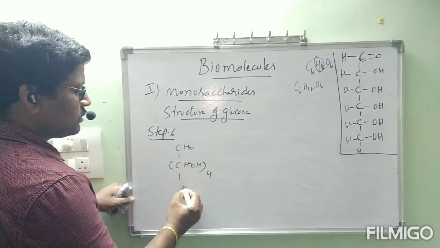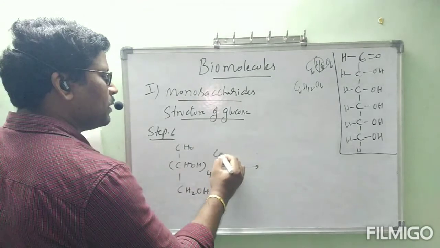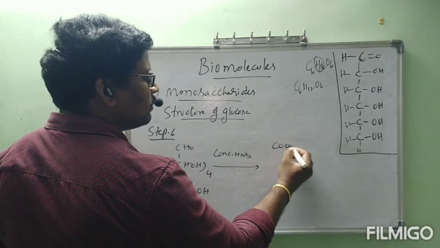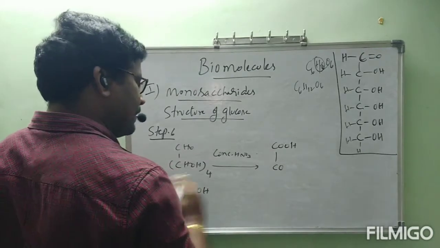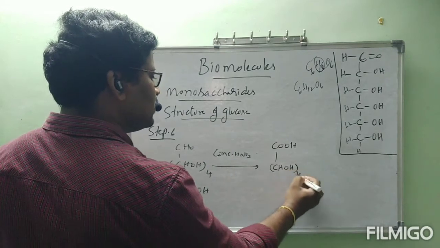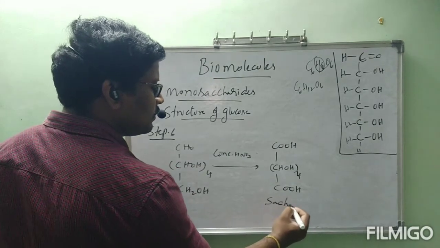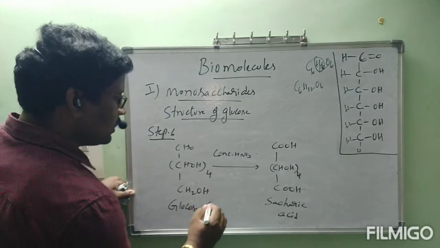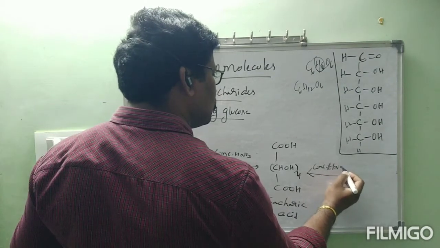CHOH 4 times, CH2OH. Concentrated HNO3, strong oxidizing agent, we will get COOH, CHOH4, COOH. This is saccharic acid. This is glucose. Even this is obtained by reaction of gluconic acid.